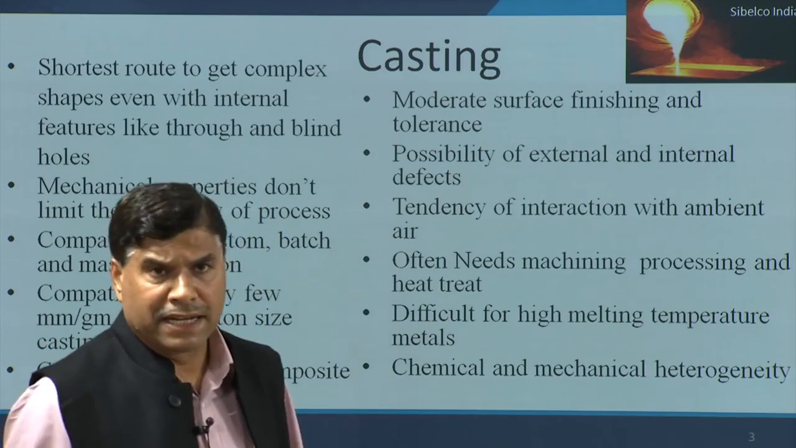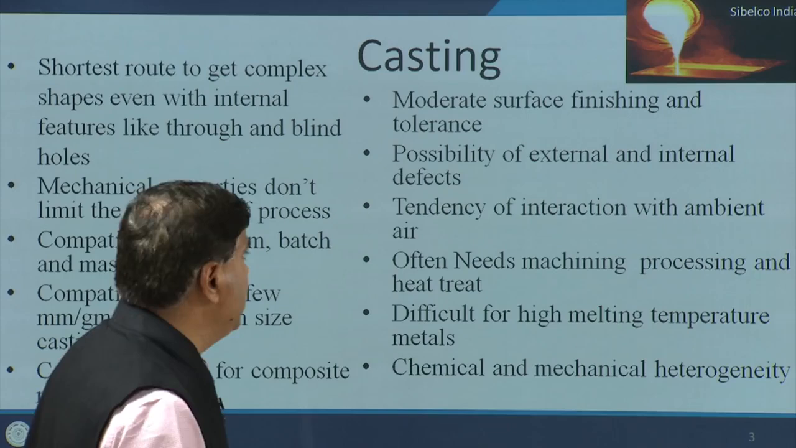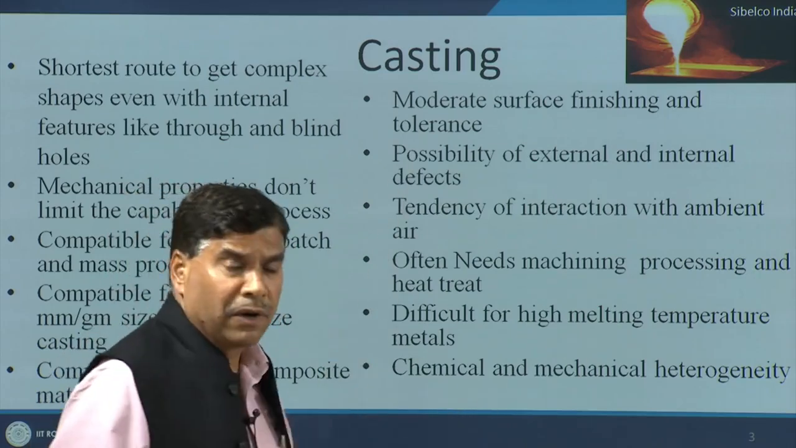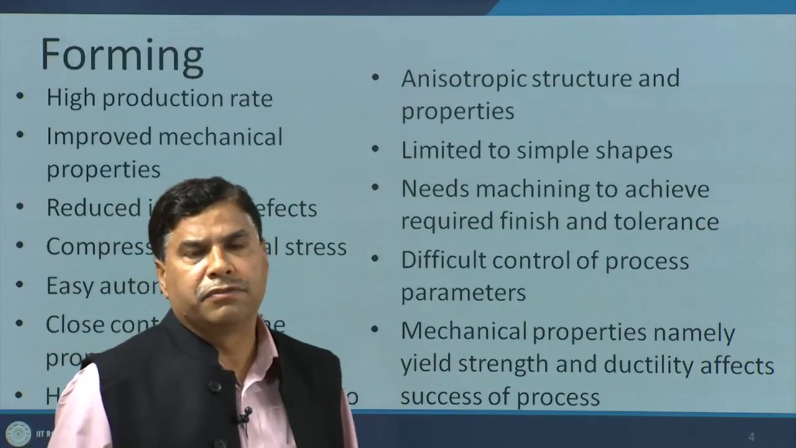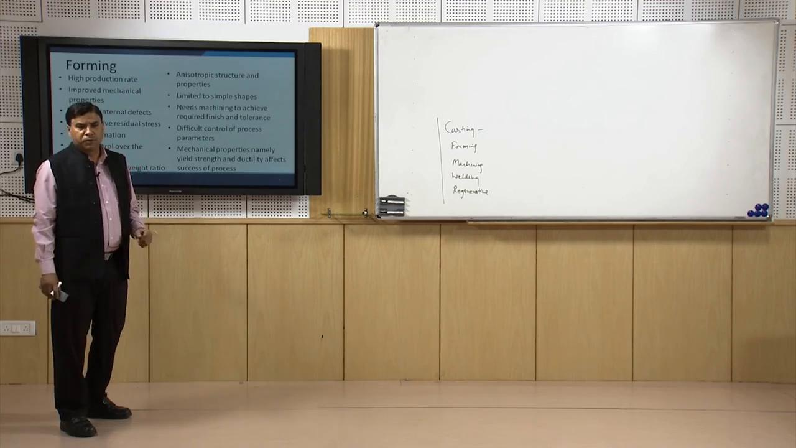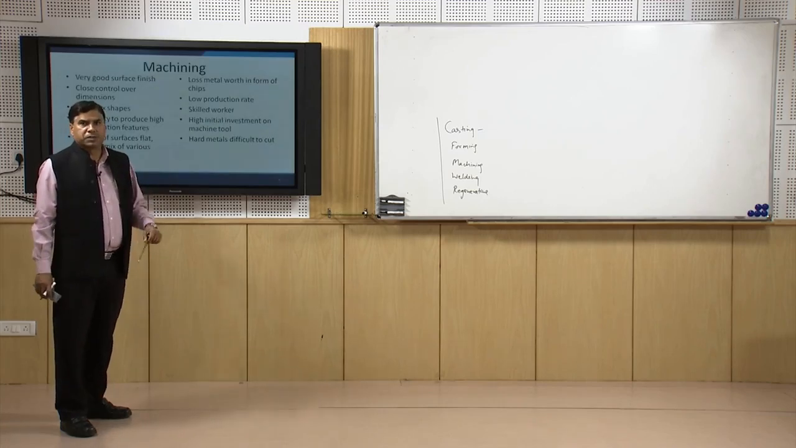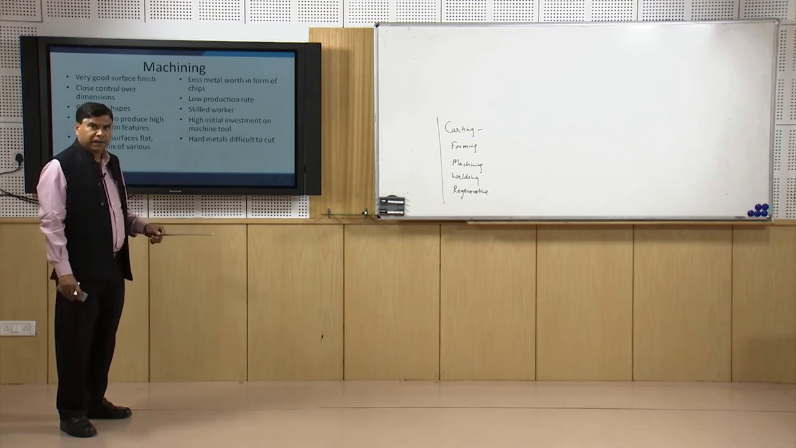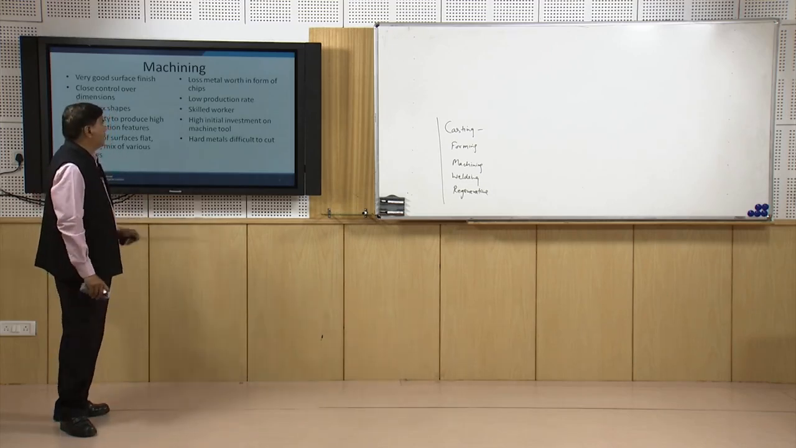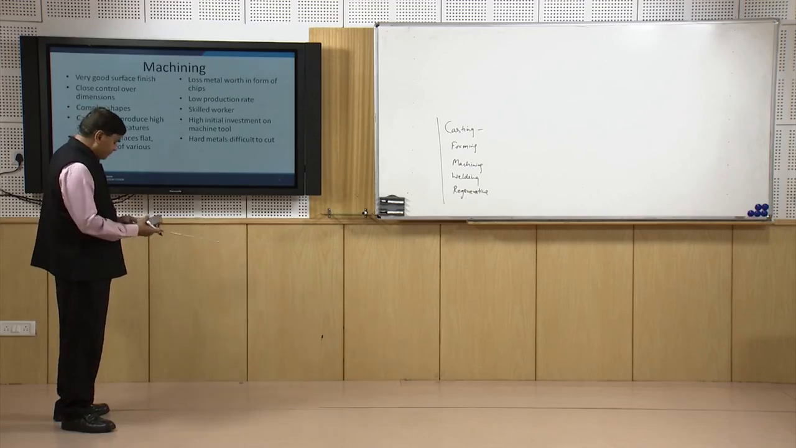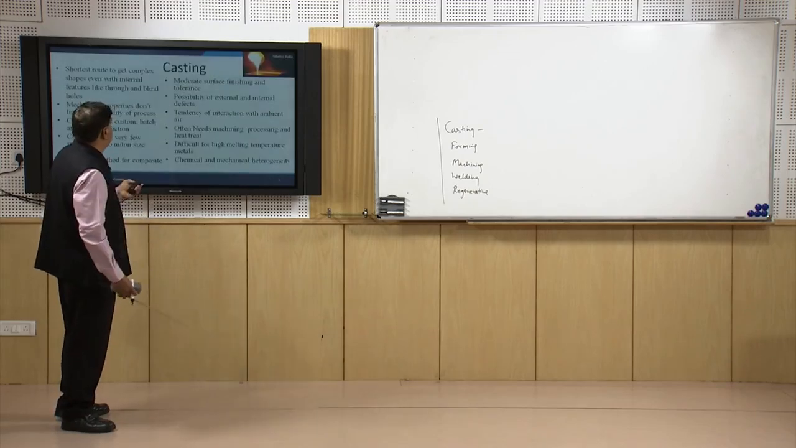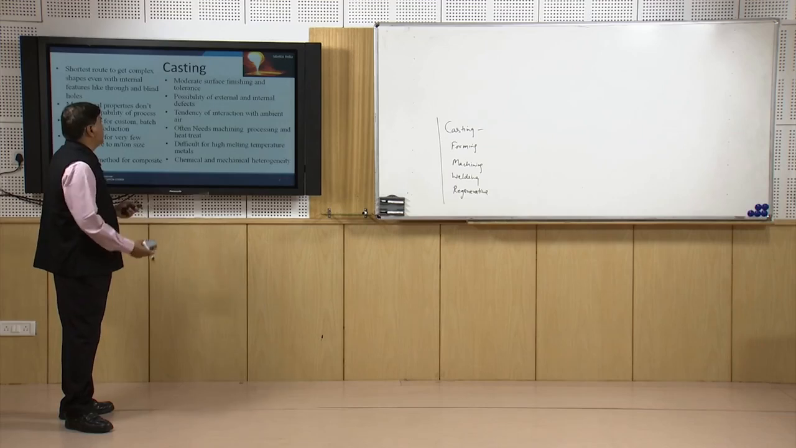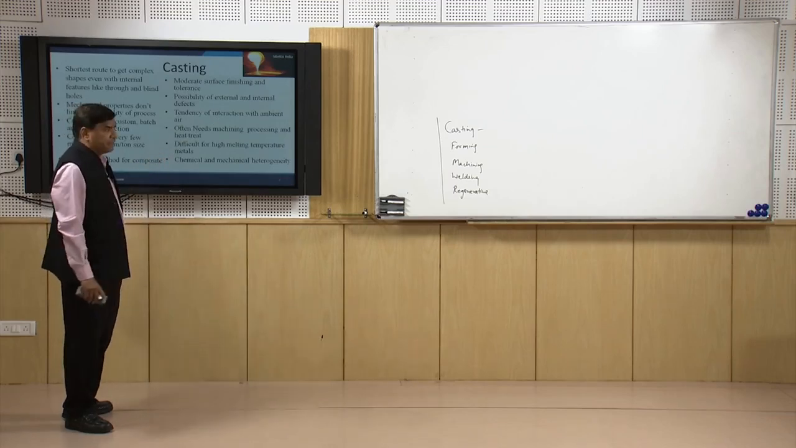It requires a secondary processing in the form of machining, and at the same time tolerance is also not good, and therefore to achieve close control over the dimensions, to have close control over the tolerance of the manufactured product, machining becomes important as per the requirement. Then the possibility of the internal and external defects.